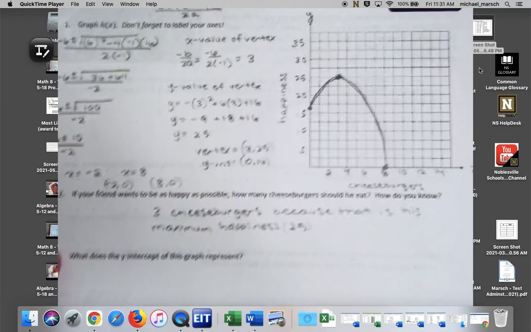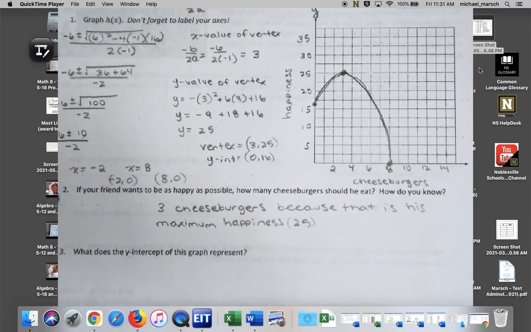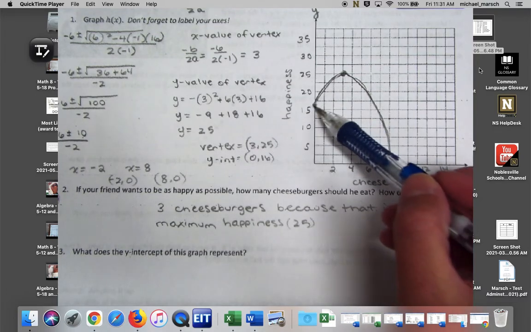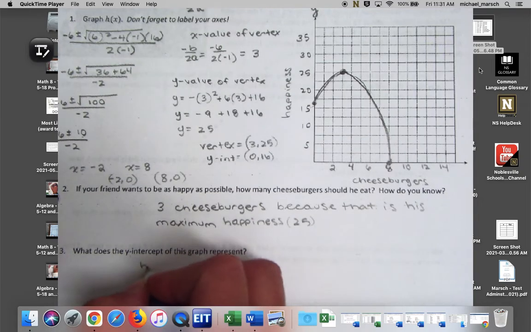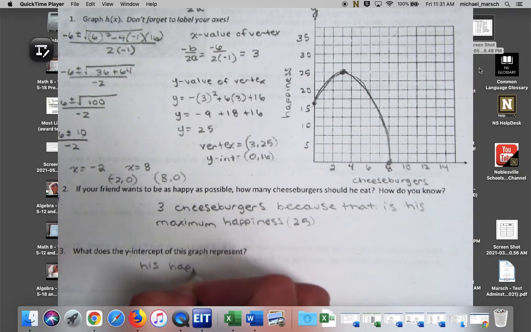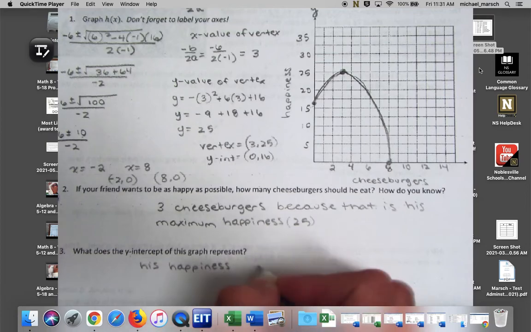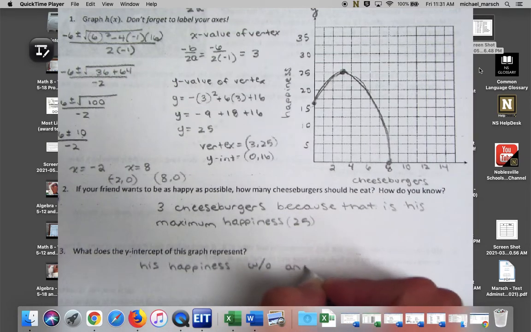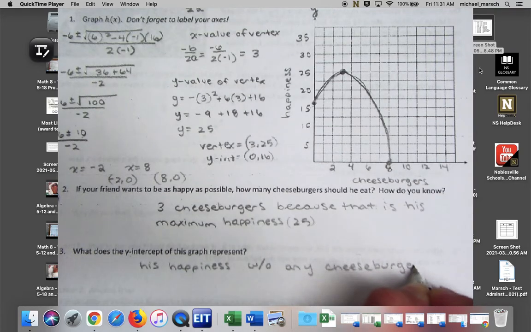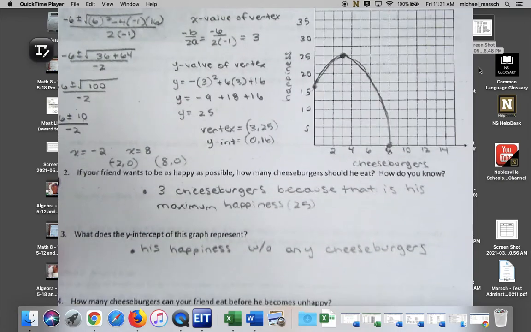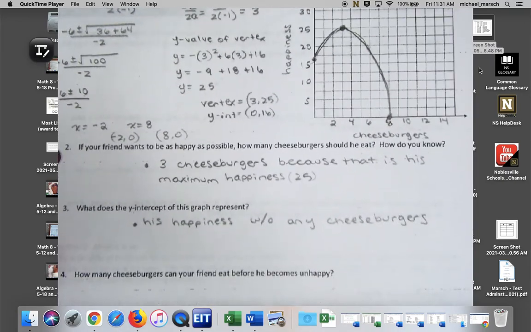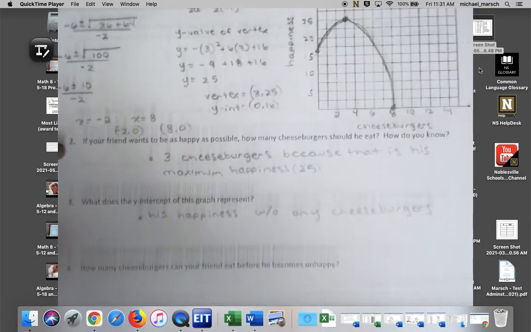What does the y-intercept represent? So our y-intercept is this 0, 16. What does that represent? His happiness without any cheeseburgers. So he seems like a pretty happy person, until he drowns in cheeseburgers.